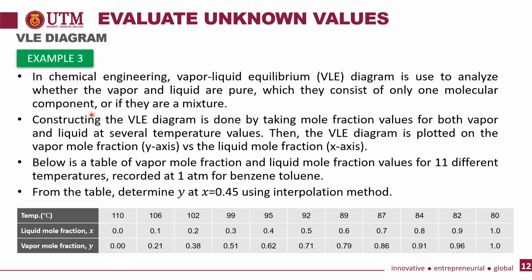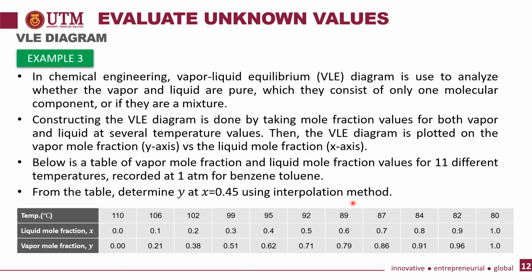Constructing the VLE diagram is done by taking mole fraction values for both vapor and liquid at several temperature values. Then the VLE diagram is plotted with the vapor mole fractions on the y-axis versus the liquid mole fractions on the x-axis. Below is a table of vapor and liquid mole fraction values for 11 different temperatures recorded at 1 atm for benzene-toluene. From the table, determine y at x equal to 0.45 using interpolation methods.